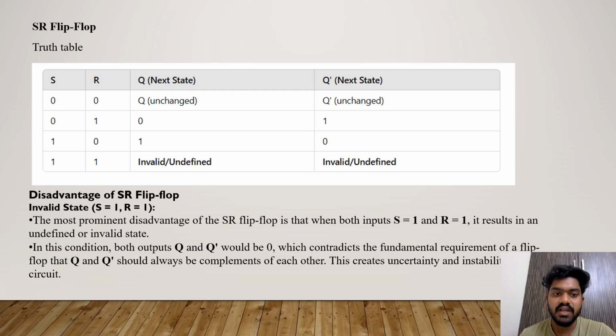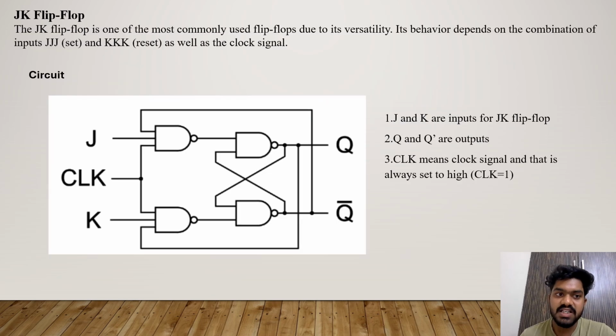Here the main problem arises when S and R are both given as 1 and 1. Then it is invalid, because we get Q as 0 and Q dash also as 0. This is not true, because Q dash is the complement of Q. When Q is 1, Q dash should be 0, and when Q is 0, Q dash should be 1. But here we are getting both as 0 and 0. That's why, to overcome this, we use the second flip-flop, the JK flip-flop.